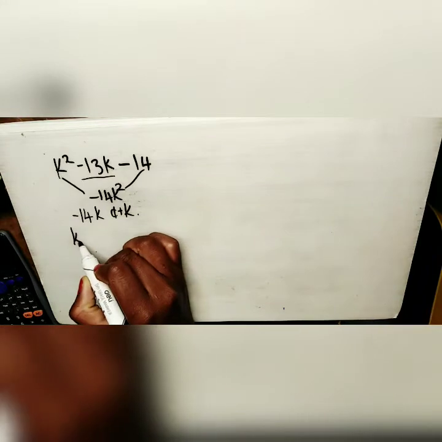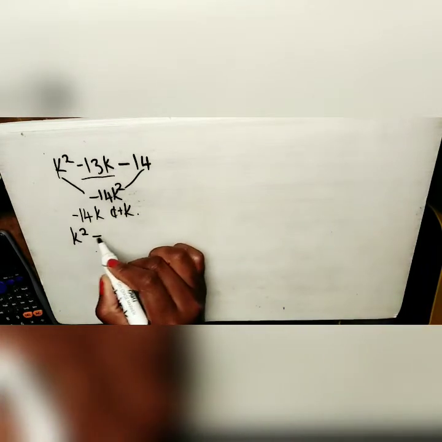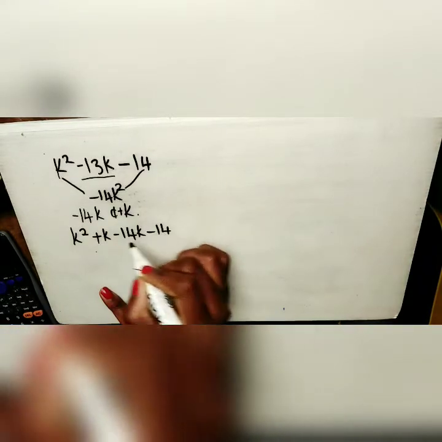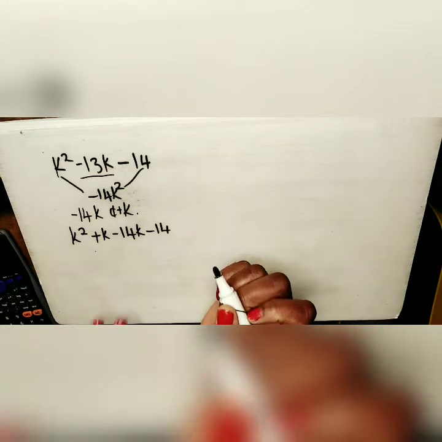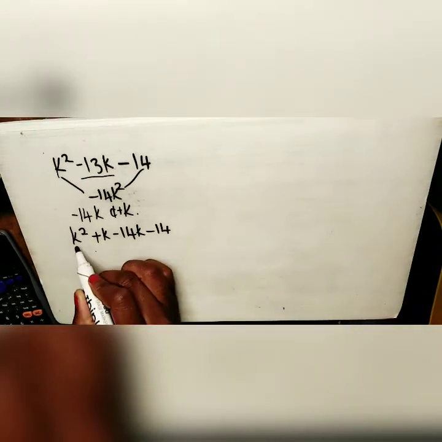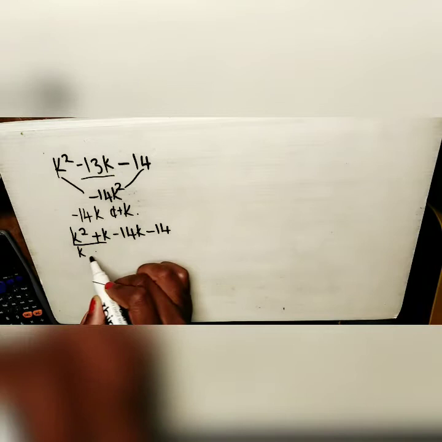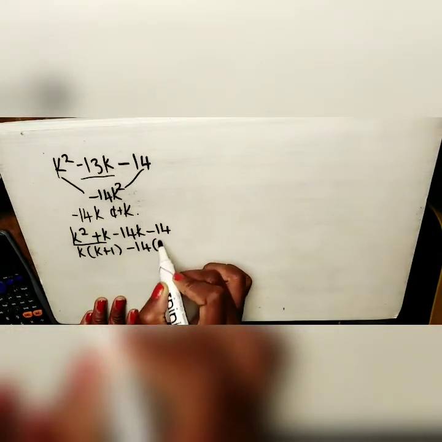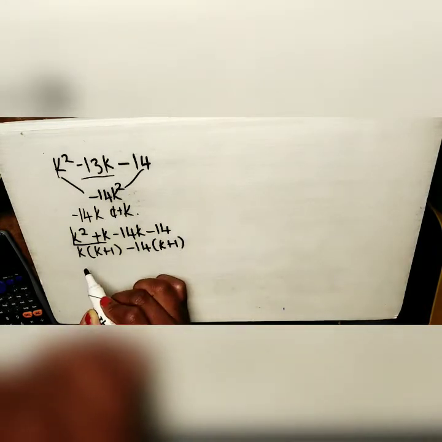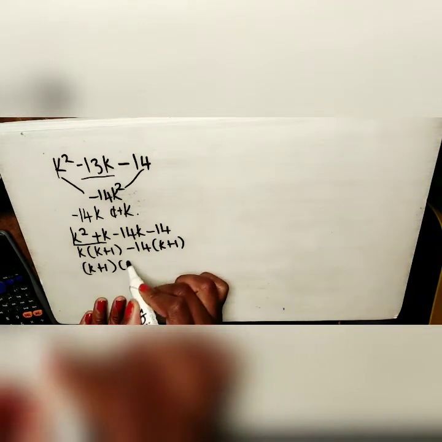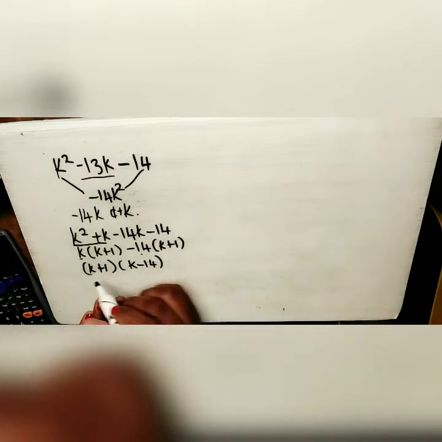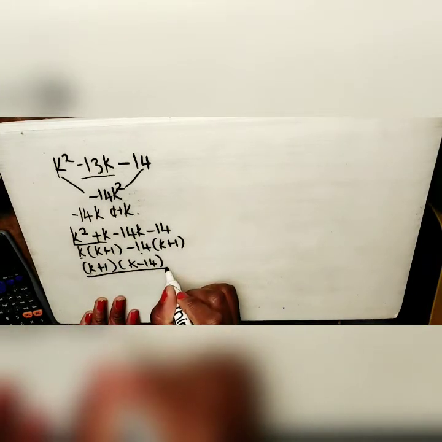So now we rewrite it as k squared plus k minus 14k minus 14. I just chose to put minus 14k on the other side next to 14. What's common between these two? It's a k. We remain with k plus 1. What's common this side? It's a negative 14. We also remain with k plus 1. So our final solution: our common bracket k plus 1 and k minus 14. This one and that one form another bracket, right? So we have factorized that one.